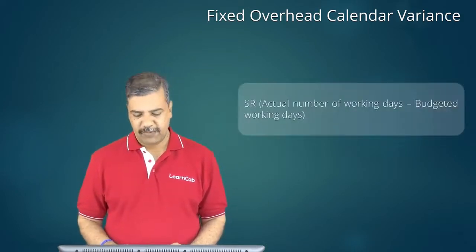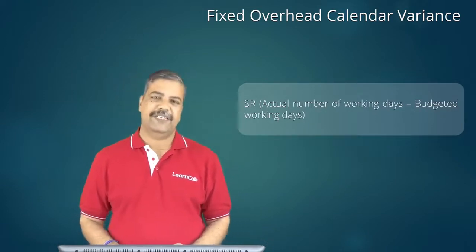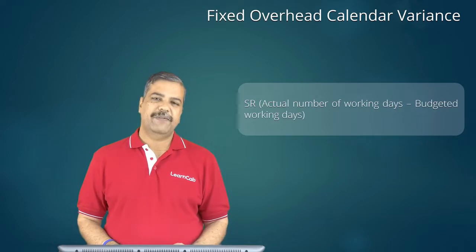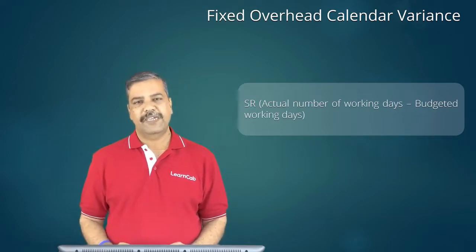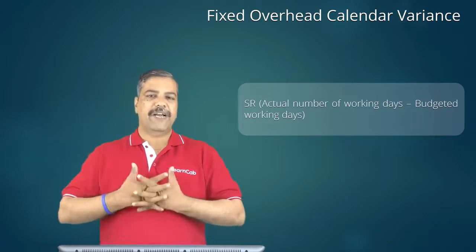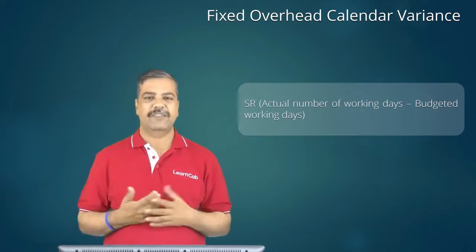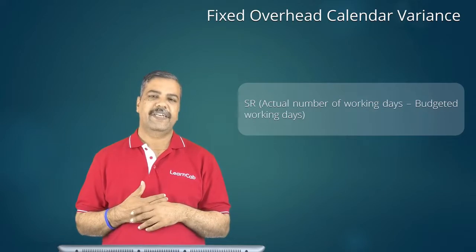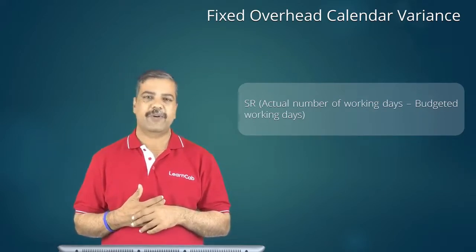Standard rate, open the brackets, actual number of working days minus budgeted working days. So here we are going by number of days. Calendar means days. What is the actual number of days you have worked, and what are the budgeted working days you had planned for? When you multiply by your standard rate, you will come to know the fixed overhead calendar variance. Calendar variance is very important because it helps us in planning the time properly.